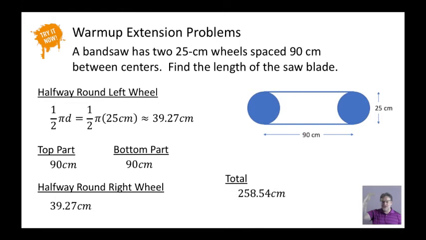There's a top portion here that extends 90 centimeters from the top of one gear to the top of the other gear, and we have another 90 centimeter section that extends from the bottom of one of the gears to the bottom of the other gear. So we have 90 centimeters to add to this total twice. And the total is 90 plus 90 plus 39.27 plus 39.27 to give us a total of 258.54 centimeters.